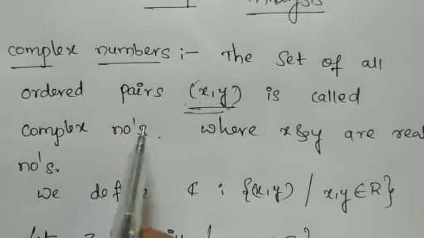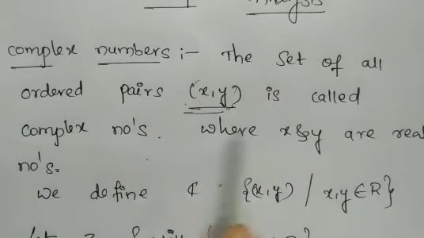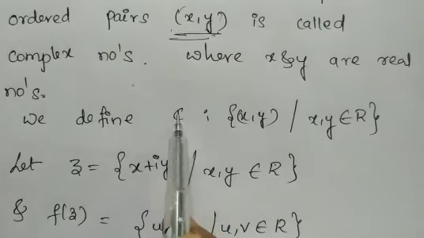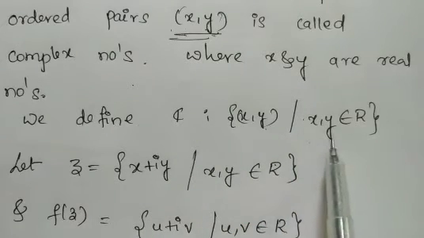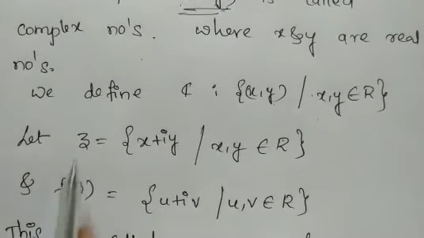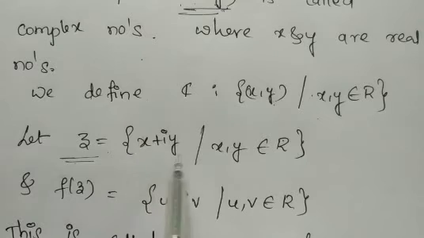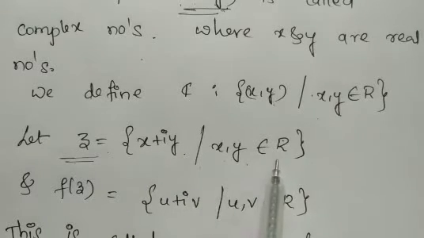The set of all ordered pairs x comma y is called complex numbers. Here x and y are real numbers. So the complex numbers are defined as C equal to x comma y such that x comma y belongs to R. Here a complex number is denoted by z. So z equal to x plus iy, such that x comma y belongs to R.